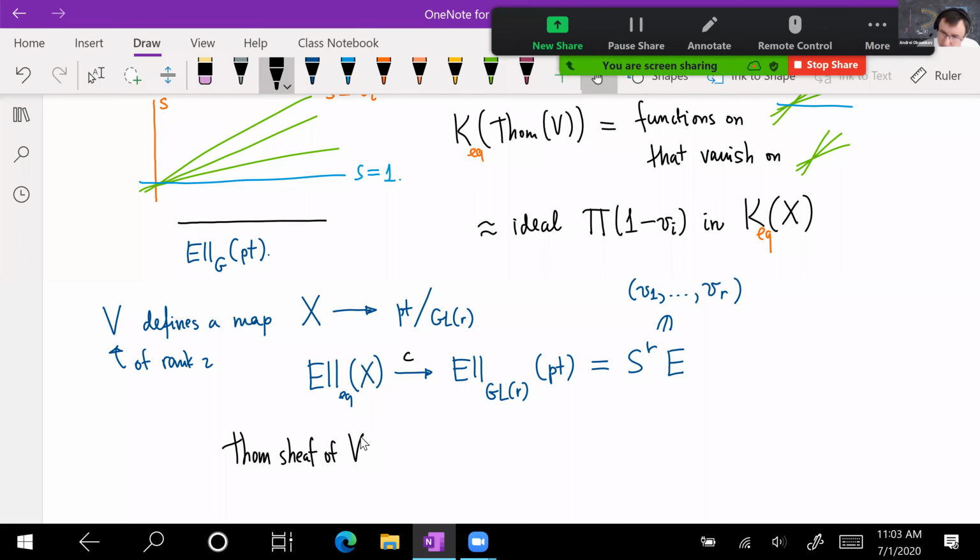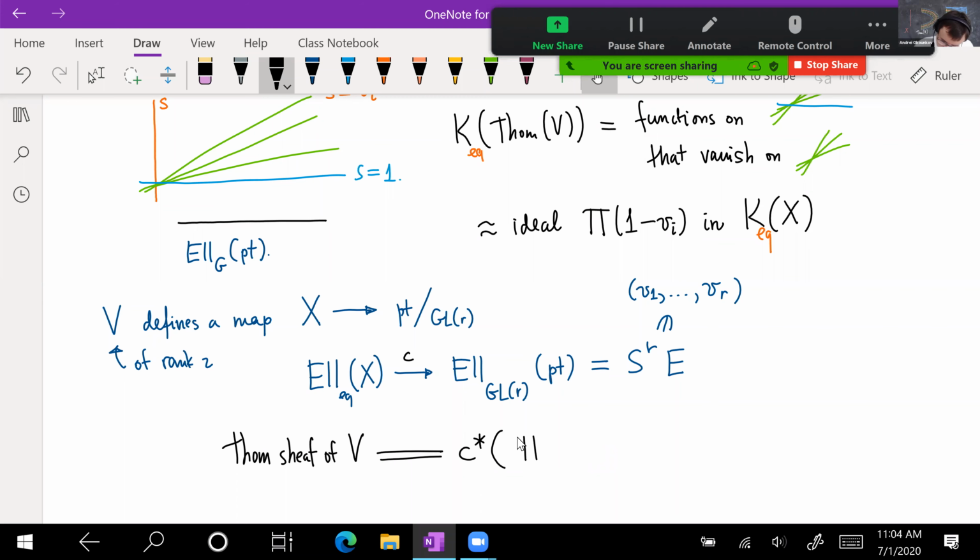Of V, because it's like the case here of the Thom space, but if you're in elliptic homology, it has to be a sheaf of rings over something. That is just the pullback by that of where one of these guys vanish. So this is, well, I will just write down.